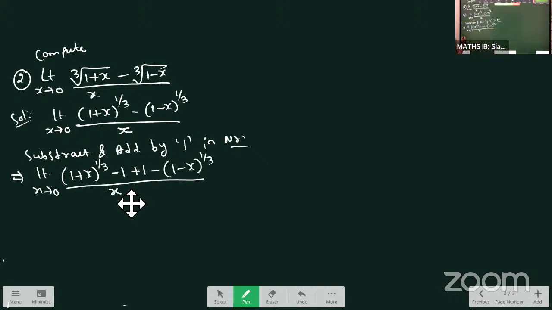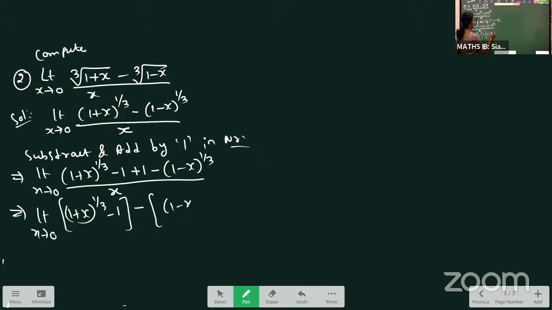Write two terms separately. Limit x extends to 0, (1 plus x) power 1 by 3 minus 1. Treat it as one term. In the next two terms, take minus common. So first, ((1 minus x) power 1 by 3 minus 1) whole divided by x.